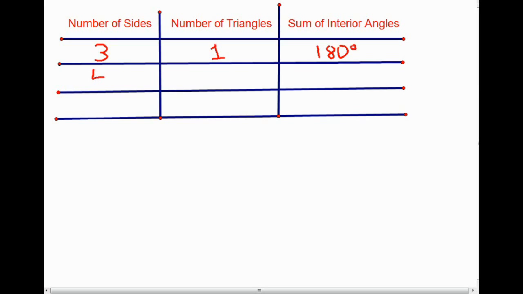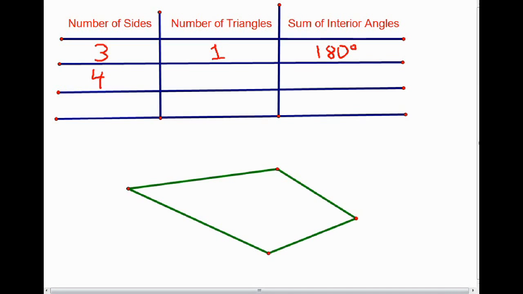Well, the next polygon we're going to look at is one with four sides. So we don't know what the angles inside of a four-sided shape, a quadrilateral, add up to. And we could draw any quadrilateral. You could draw a rectangle or a square. I've just drawn here a quadrilateral. It just has four sides that are all different lengths.